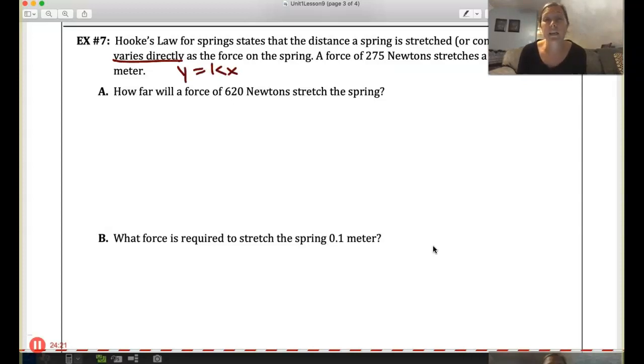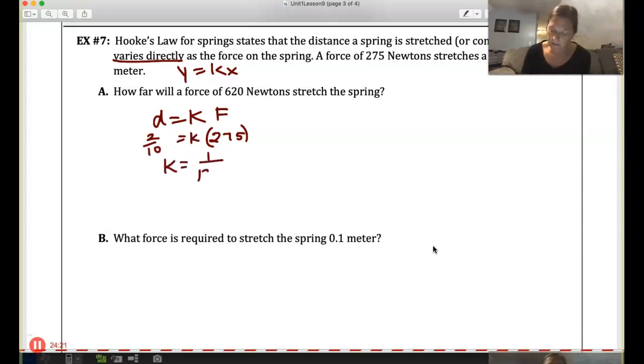So now I'm going to put it into context. So it's y varies with x. So the distance is varying with the force, it looks like. And we need to figure out what that constant rate is. So we're given that a force is 275. The distance is 0.2 or 2/10. So that gets me k is equal to 1 over 1,375 when you solve that out. So that gives me my generic form of distance equals 1 over 1,375 times the force.